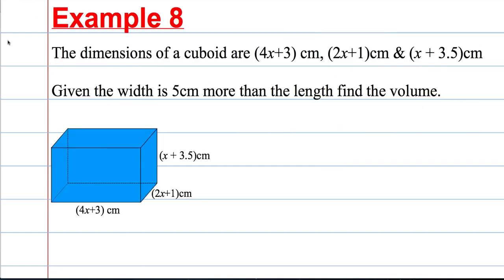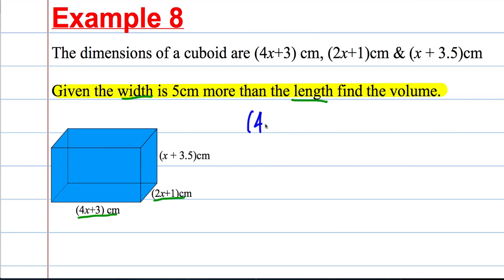Okay, question 8. The dimensions of a cuboid are 4x plus 3, 2x plus 1, and x plus 3.5 centimetres. And here's the key line. Given that the width is 5 centimetres more than the length, find the volume. So, the width here is this one, and the length is this one here, and this is the height. So, we are told the width is 5 centimetres more.